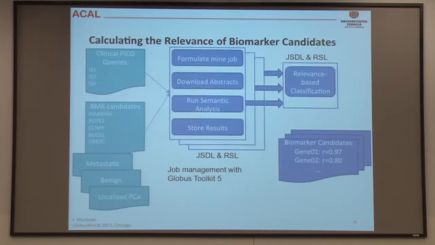So where do Globus and the grid come into play? Of course, they use Globus for the job management in order to formulate those mining jobs, to download the abstracts, which means data staging and so on. They use this for the jobs for the semantic analysis and, of course, for storing the data back.